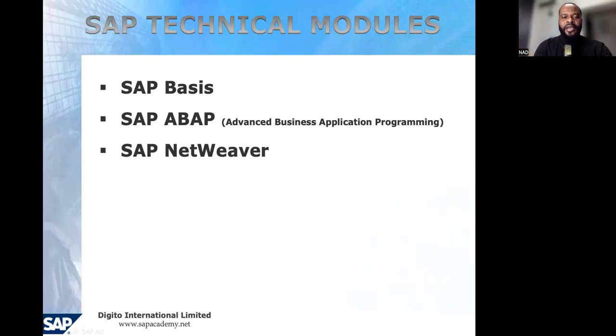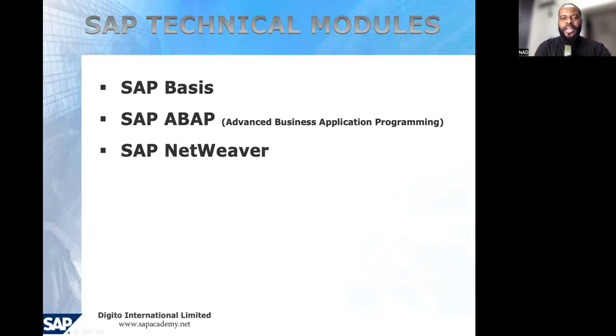And who should learn this? IT professionals, technicians, programmers, and developers should be able to learn SAP NetWeaver. Now, these three modules in SAP are very, very highly sought after in the marketplace. Anyone that acquires knowledge in any of these three modules is going to be highly sought after with a very big pay in the workplace, because these are technicians. If they don't sit down and do their job properly, the SAP system cannot run well.